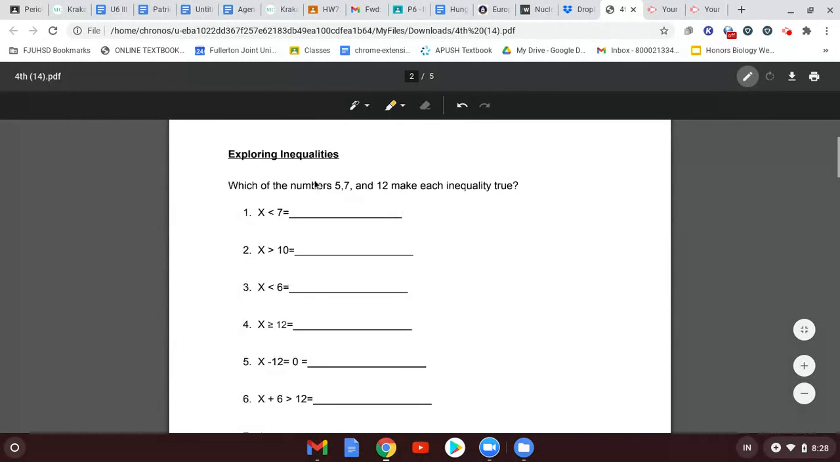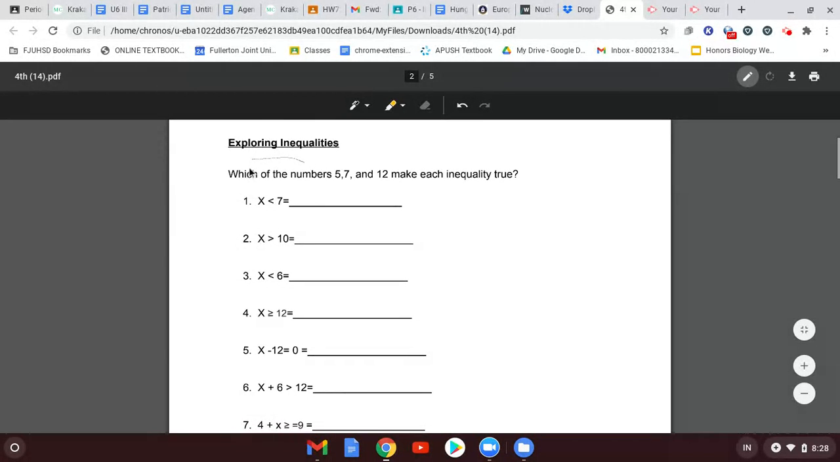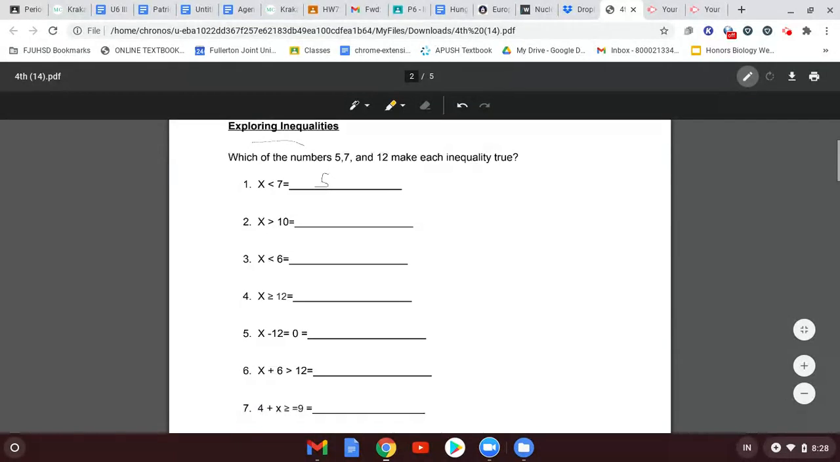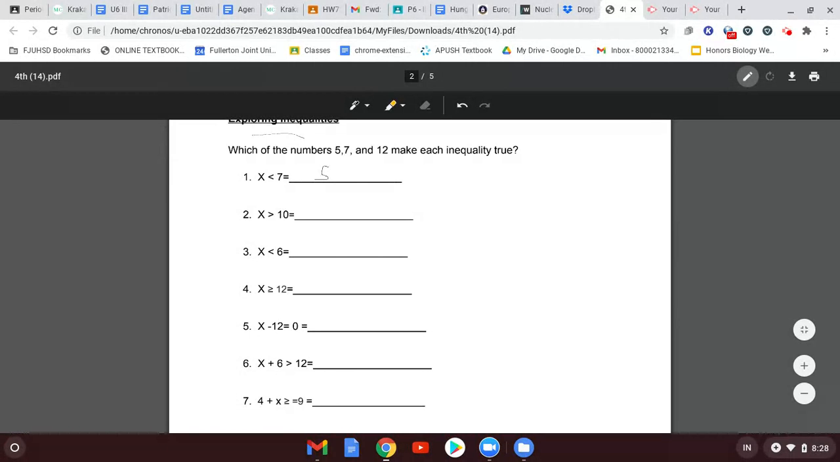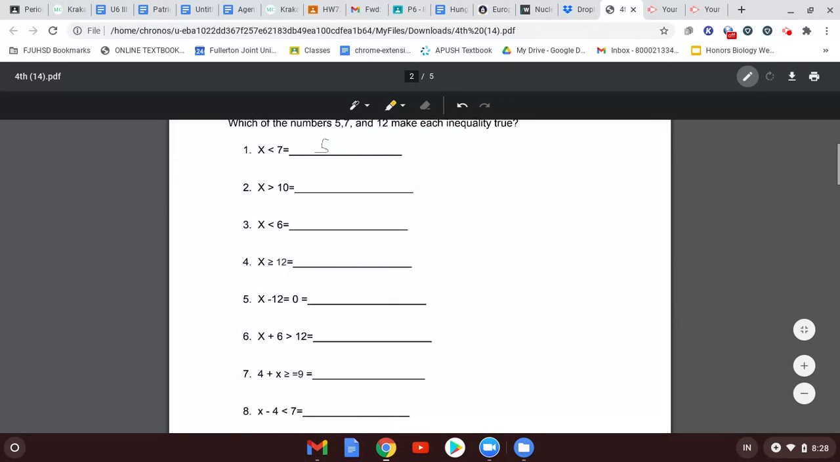Okay, so the next page is about inequalities. Which of these numbers, 5, 7, or 12, make each inequality true? Basically, what we're trying to do is replace x with one of these three numbers, 5, 7, or 12, and make this inequality true. So x is smaller than 7. The only answer is 5, right? Because 5 is the only number that's less than 7. 7 is equal to 7, and 12 is greater than 7. So those two cannot be it, and therefore it has to be 5.